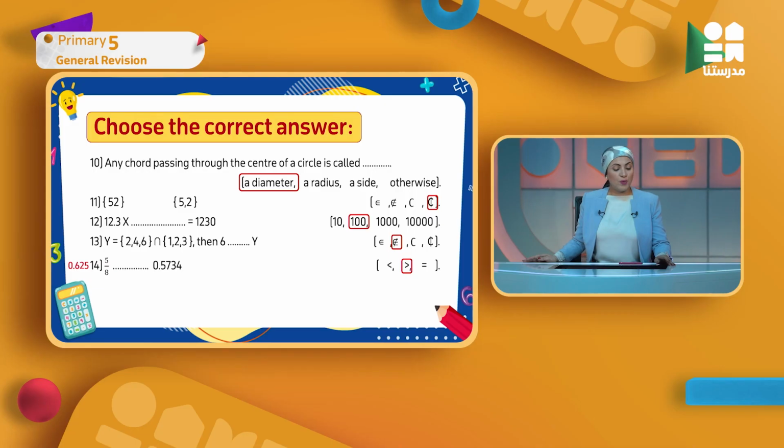So here now I have 0.625 and 0.5734. I'll check the whole number first, the number before the decimal point. It's 0. So I will check the digits after the decimal point to compare between them. The 6 of course is bigger than the 5. So the first number, the fraction, is bigger than the second one.